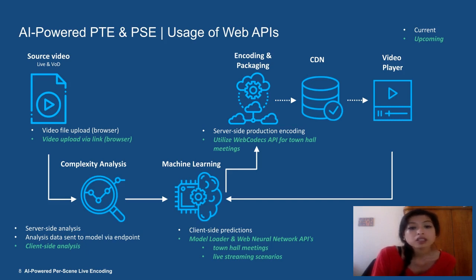We are currently looking into the web neural network and model loader APIs to increase the performance of our models for use case scenarios such as super resolution for larger company-wide conference calls, our live streaming solution, and ultimately a faster and more automated process for our models in terms of generating predictions. In the encoding packaging component, while our production encoding is done server-side, integrating the web codecs API for our live streaming town hall meetings can also optimize the overall end-to-end solution.